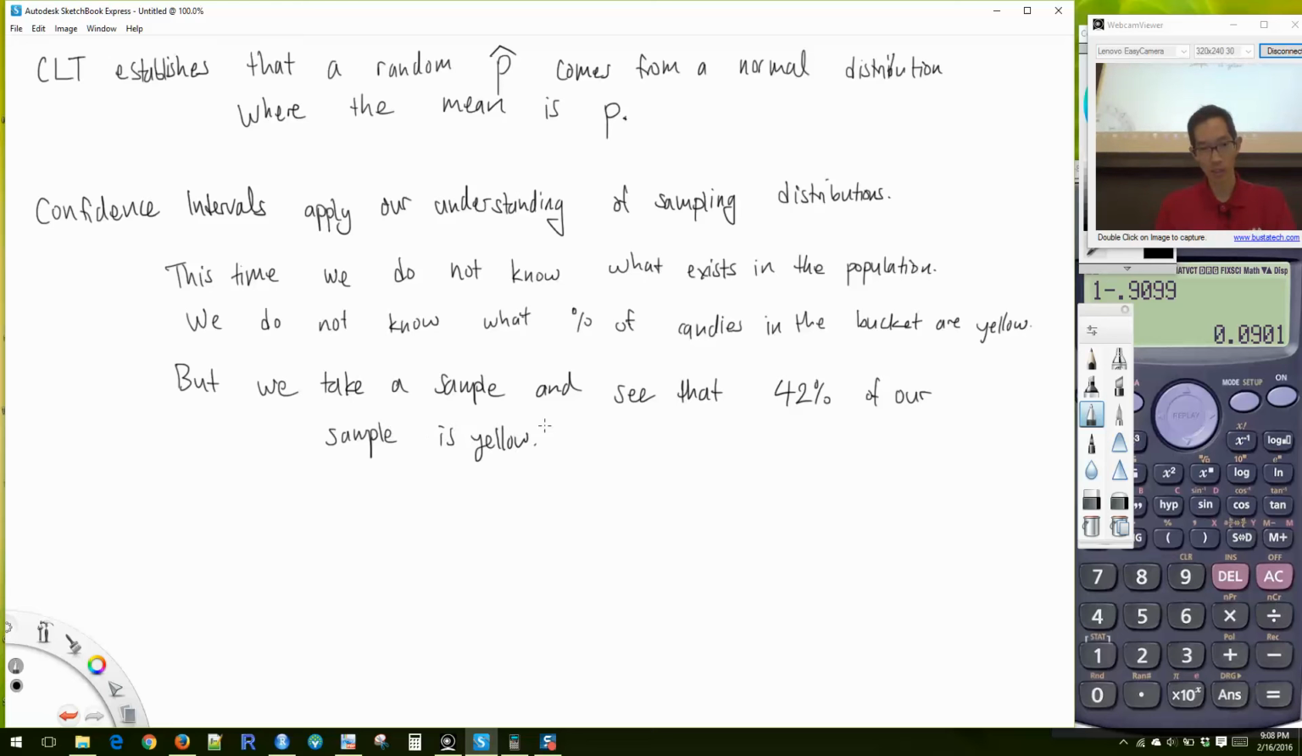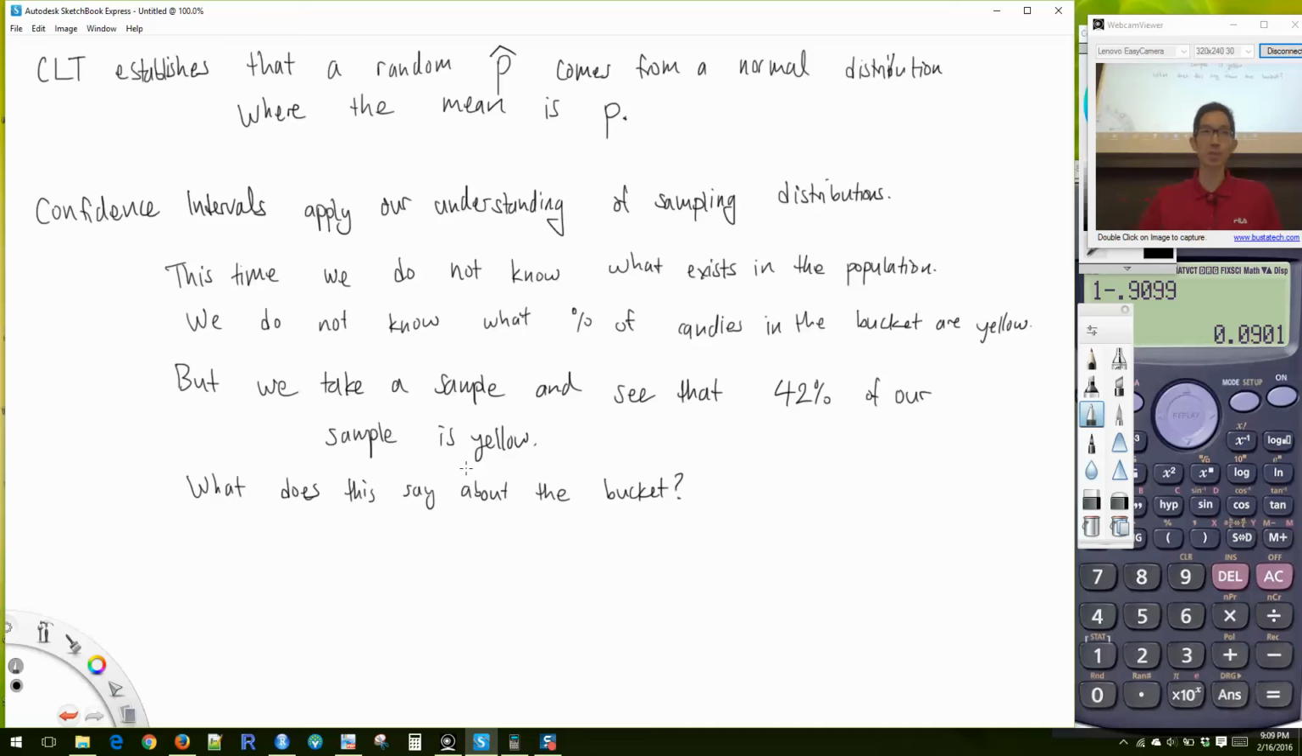Okay. What does this say about the bucket? This is the question that confidence intervals try to answer, and the answer is, well, the bucket is probably something around 42% yellow. But this sample that I have, maybe it has too many yellows. Maybe it doesn't have enough. We don't know, okay?